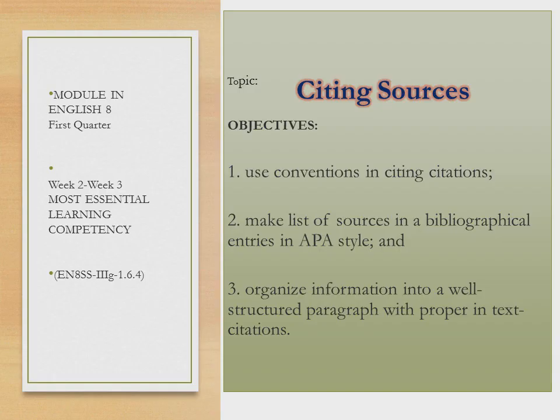Our lesson for today is all about citing sources with the following objectives. First, use conventions in citing citations. Second, make lists of sources in bibliographical entries in APA style. And third, organize information into a well-structured paragraph with proper in-text citations.